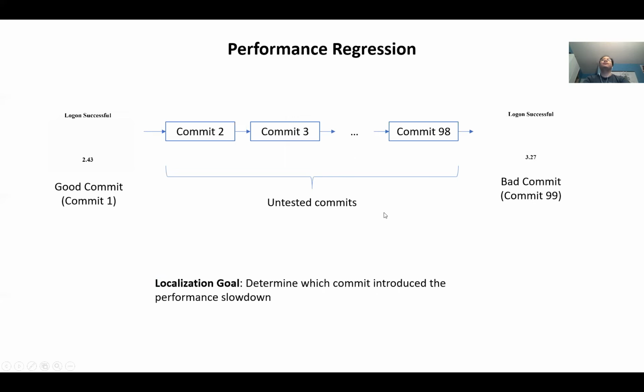Okay, so in this case, our goal is to localize exactly where that regression is coming from. We see that there's been an 800 millisecond increase in the response time, so we have to figure out precisely which of these untested commits might have introduced the regression, or perhaps it's even the last commit itself. And this problem is called localization. Essentially, we want to localize or find the root cause of the regression that we just saw.